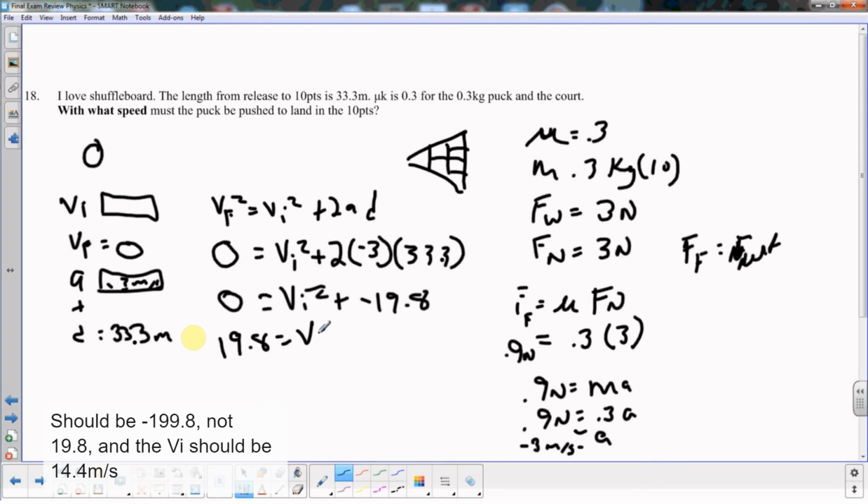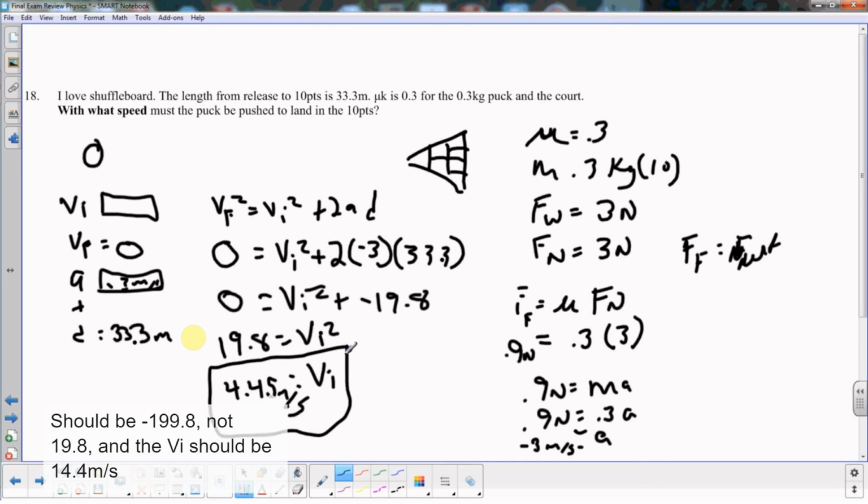VI squared, square root of 19.8. Your initial velocity should be 4.45 meters per second.